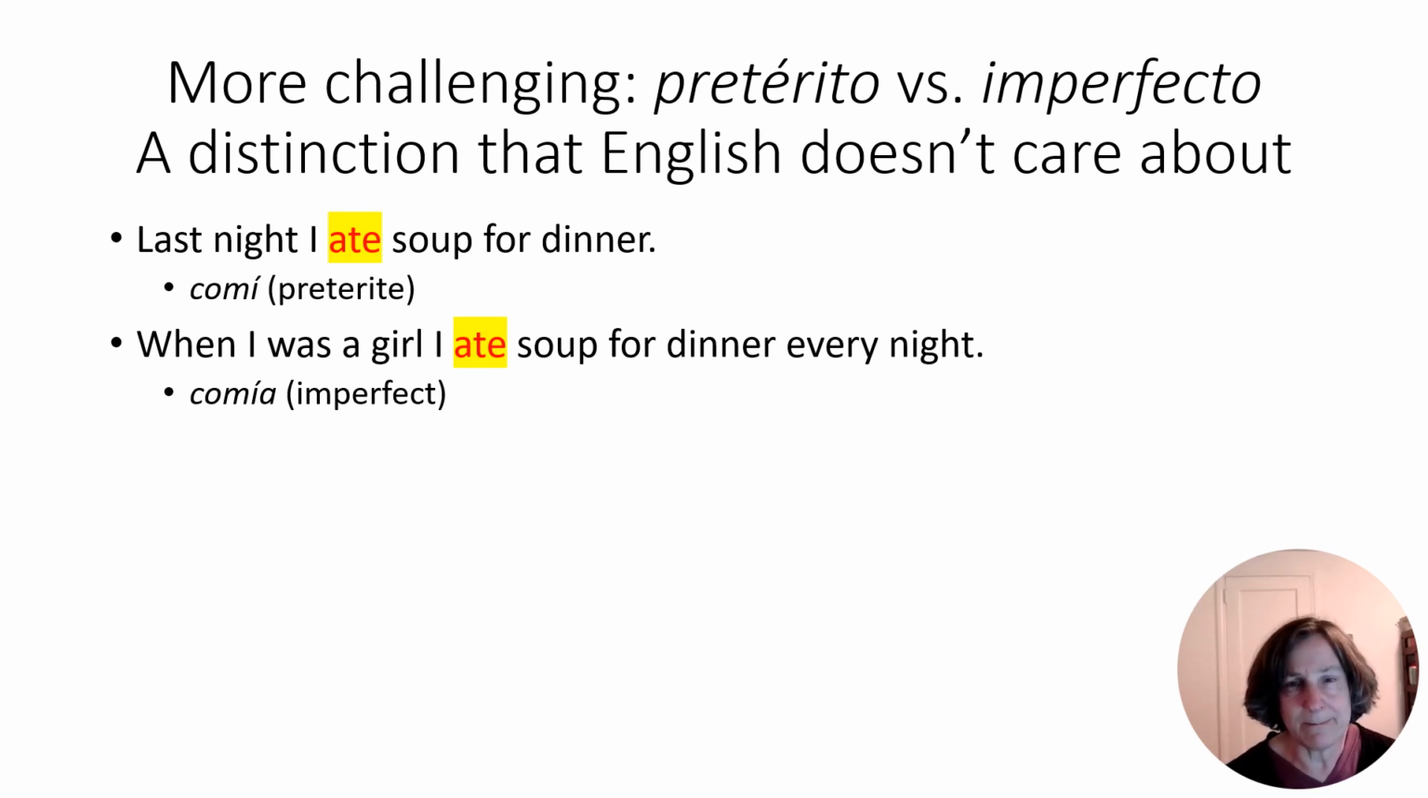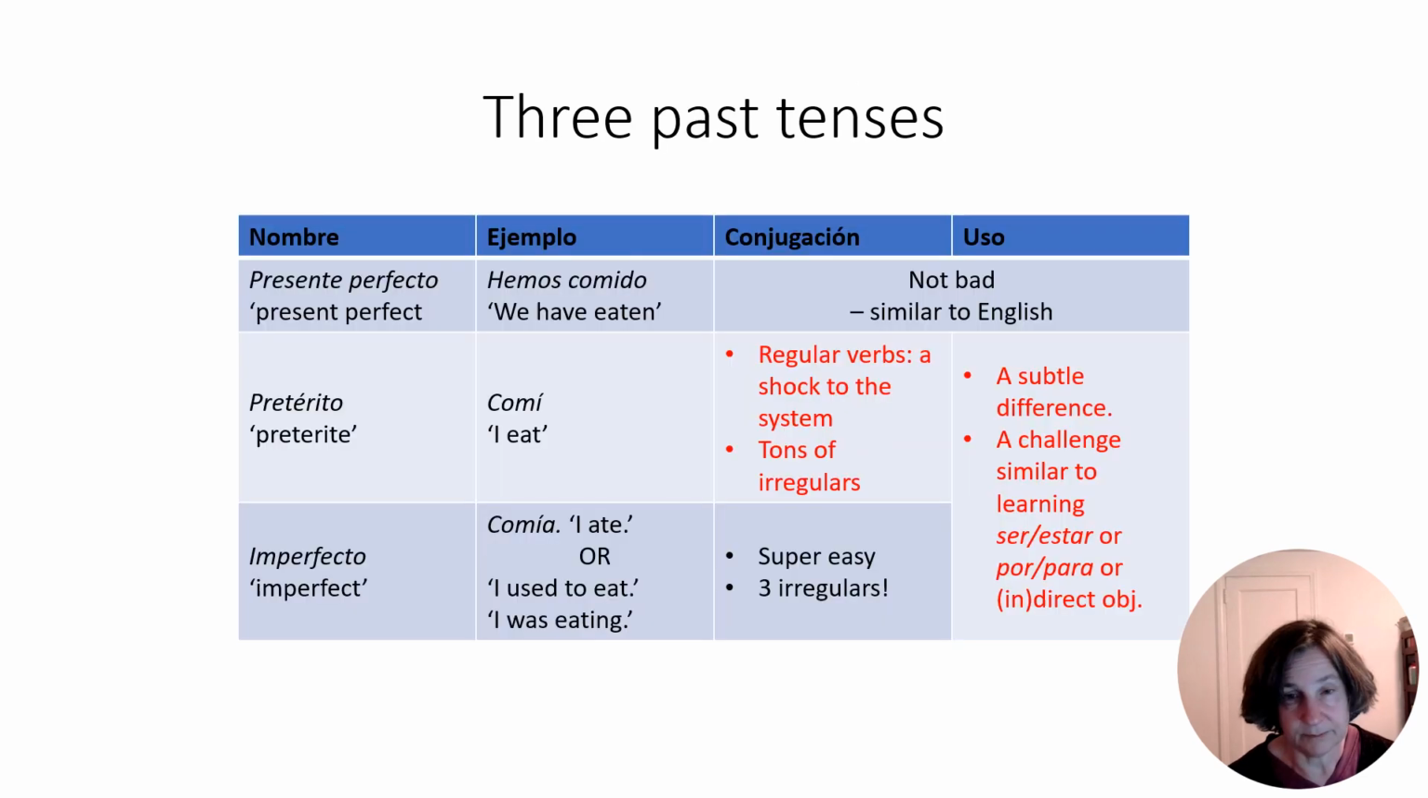That's a really big and deeply ingrained difference in Spanish that you just have to get used to. Again, it's like learning ser versus estar, or learning por versus para. These are things that you just really don't know at all in English, but you have to pick up a sensibility to them in order to speak proper Spanish. So this is why I said before that one of the two most challenging things that you'll need to do with the past tense is learn when to use the preterite and when to use the imperfect.